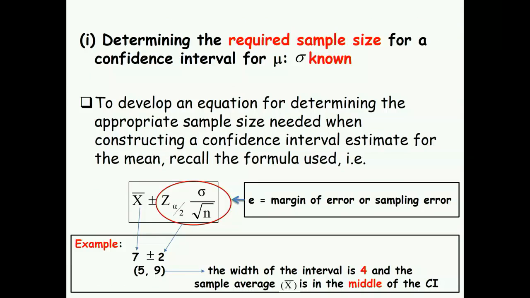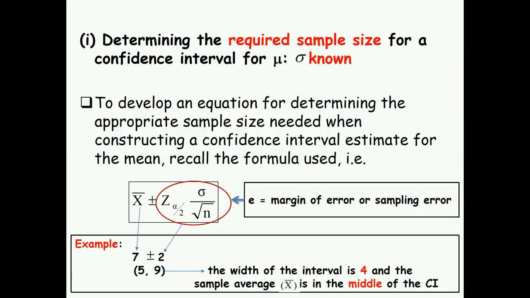Okay, so let me give you one piece of information here. Let us assume this is 7 plus or minus 2. That would give us 7 minus 2, 5, and 7 plus 2, 9. The confidence interval is between 5 and 9. What is the middle, the average between 5 and 9? If you add 5 plus 9 and divide by 2, it is 7. So the average of this would be the point estimate.